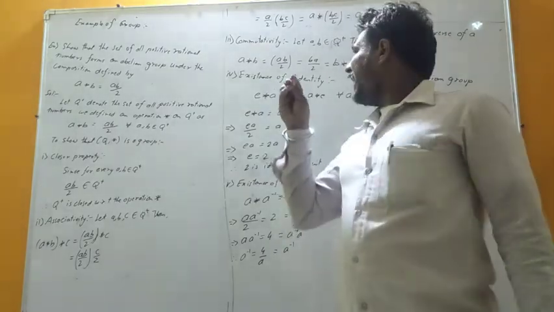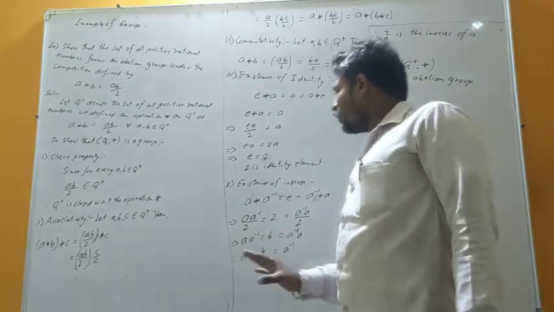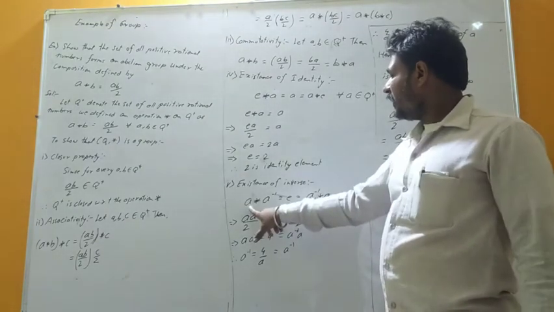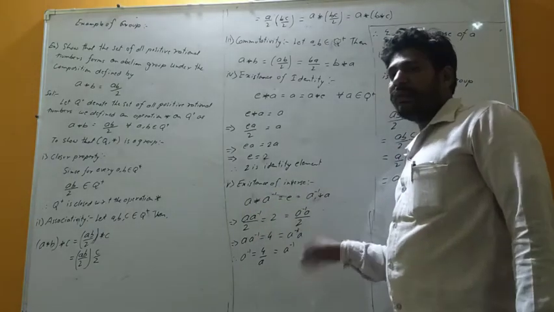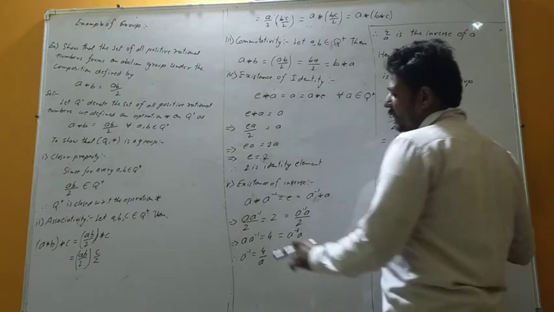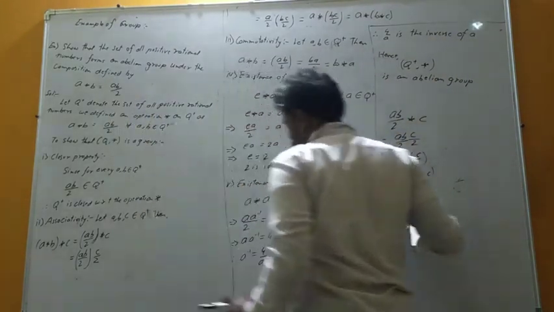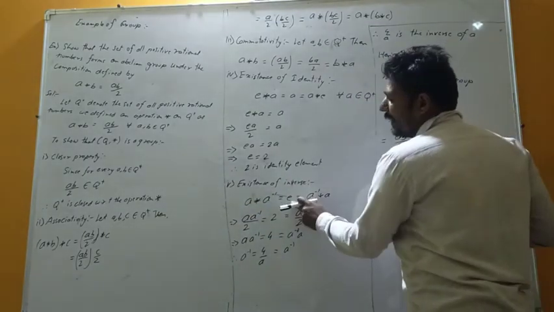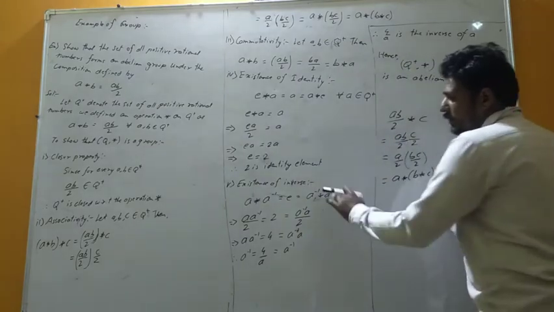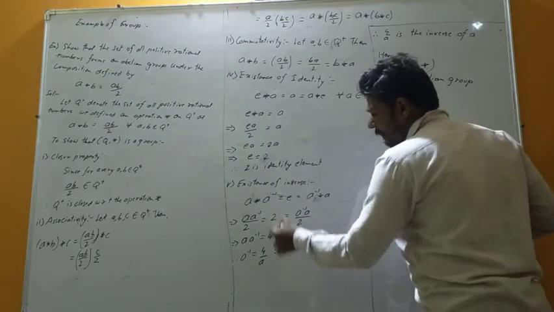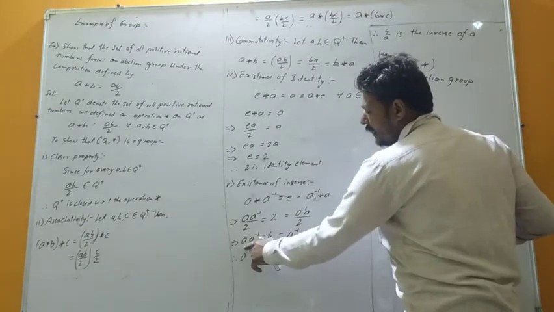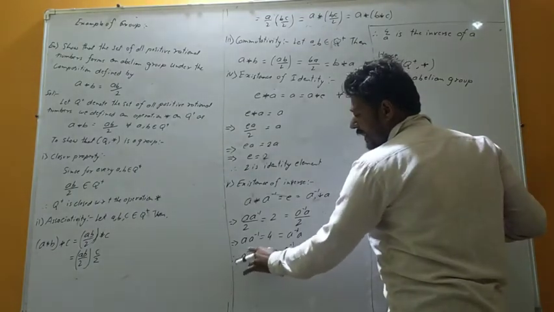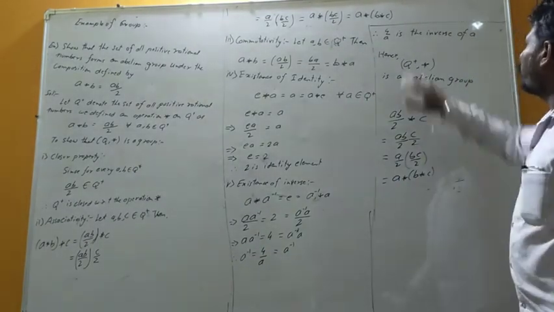Since the identity exists, we can go towards the existence of inverse. What is the definition of the existence of inverse? The composition a star a inverse should be equal to the identity element. Our composition is ab upon 2, so a into a inverse upon 2 should be equal to the identity element, which is 2. Transferring the 2, a into a inverse equals 4. Therefore a inverse is equal to 4 by a, and this 4 by a is the inverse for this set.